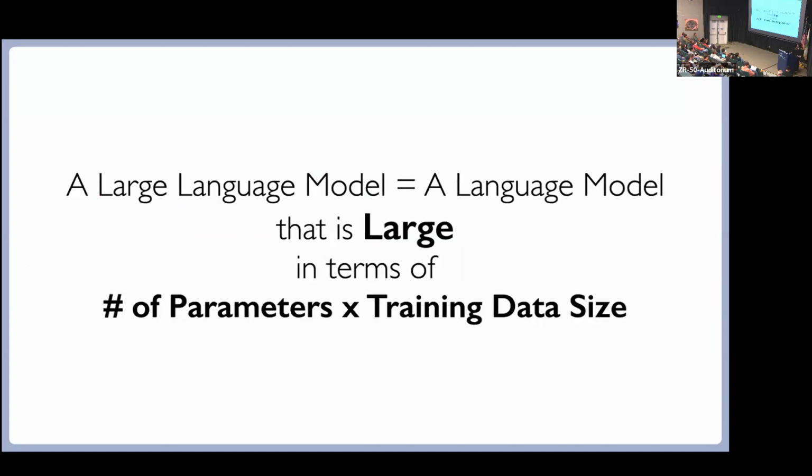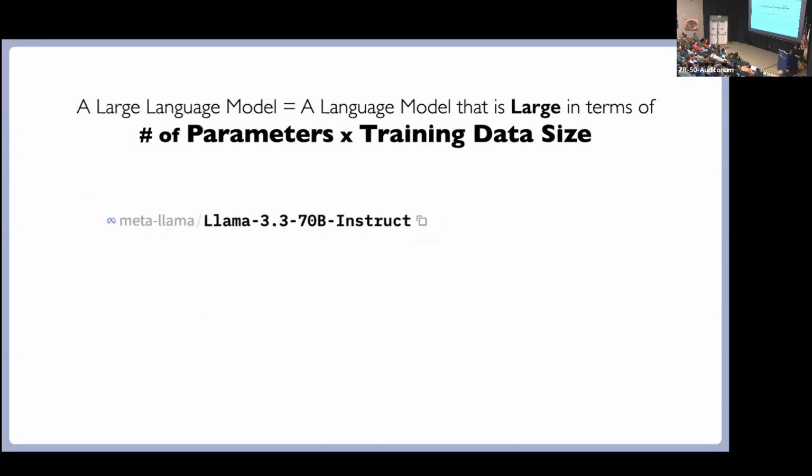So in summary, when we say a language model is large in size, it really means it's large in terms of the number of parameters and the training data, and both are equally important. So how large is today's language model then? I'll use an example from Llama 3.3 70 billion.